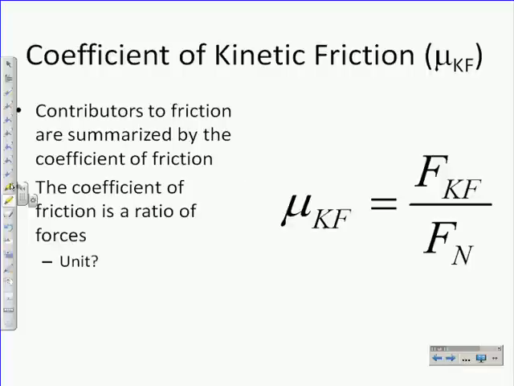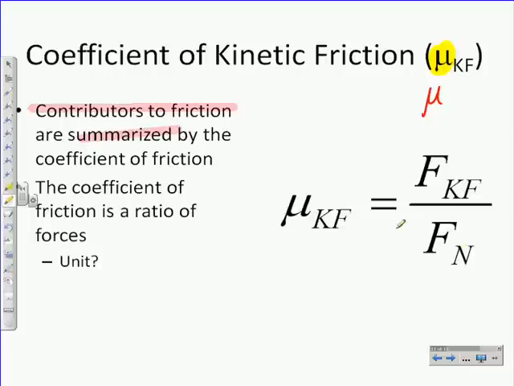Coefficient of friction is symbolized by this Greek letter mu. It looks like a U with a tail on it. Freehand, I draw mine, it kind of looks like this. The coefficient of friction, like it says here, summarizes the contributors to friction. It allows us to determine how much frictional force is actually acting on this object. The coefficient of friction is equal to the force of friction divided by the normal force.